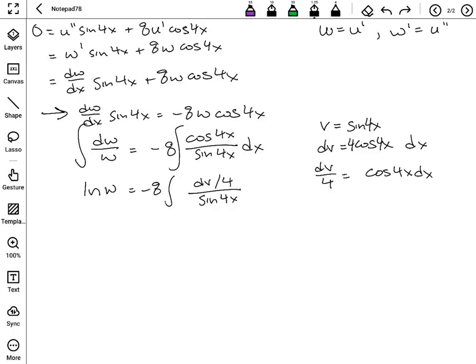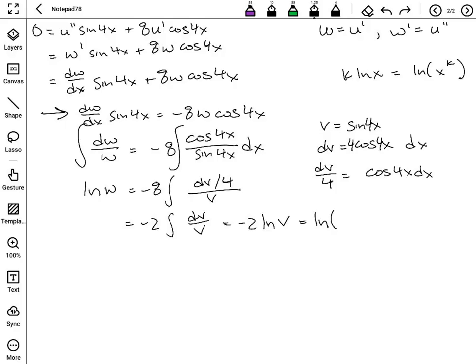Sorry, no, that would be no good, right? It becomes v. Forgot to make that substitution. And then minus 8 over 4 is going to be minus 2, so this is just minus 2 times the integral of dv over v, or minus 2 natural log v. And then the rule with natural logs is that some constant times a natural log is natural log of the argument raised to that power constant. So this is natural log of v to minus 2.